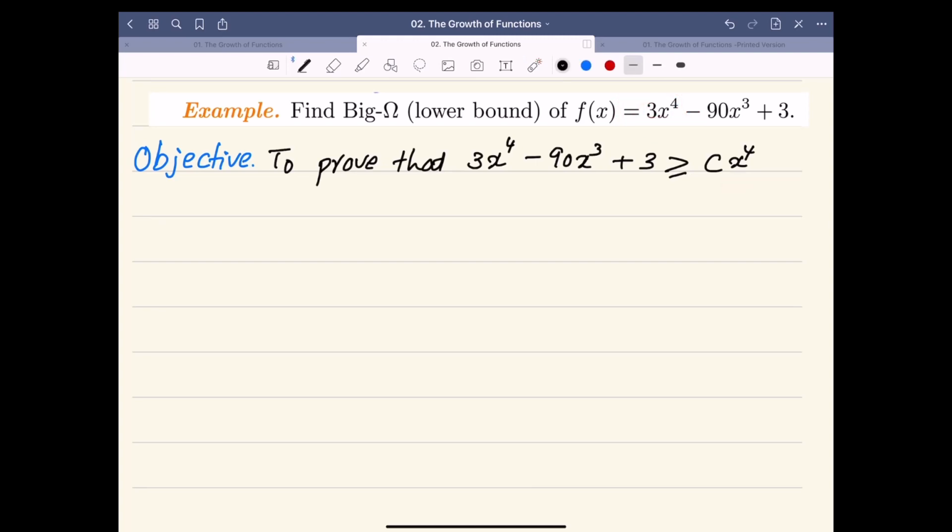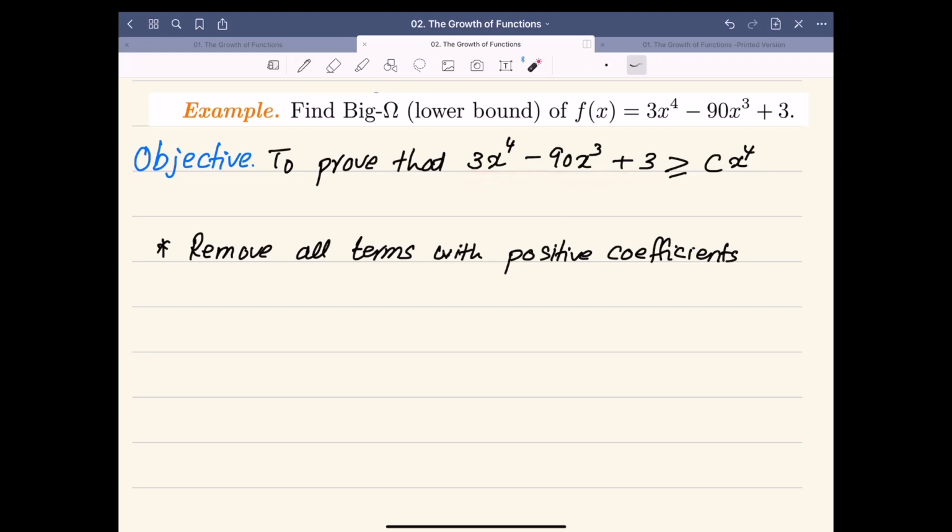We will break the ad hoc calculations into steps. The first step is to remove all terms of the polynomial with positive coefficients. So look at the polynomial. We have two terms with positive coefficients. This is the first one and this is the second one, but this is the dominant term. So we should not remove it from the polynomial, otherwise the degree of the polynomial will change. So there is only one term with positive coefficient that we remove, which is this one.